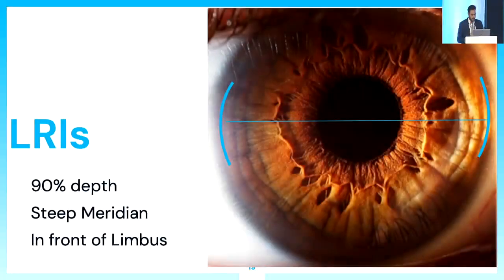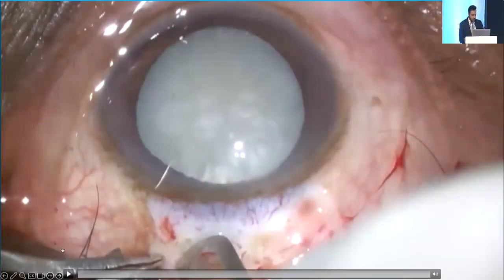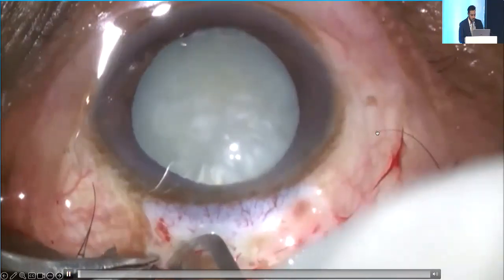on the steeper axis. The other thing is limbal relaxing incision, which is given at 90% depth, and it is around 600 microns depth, and it is given on the steeper meridian, as we've talked about, and it should be given just in front of the limbus. So this is a video depicting a limbal relaxing incision.